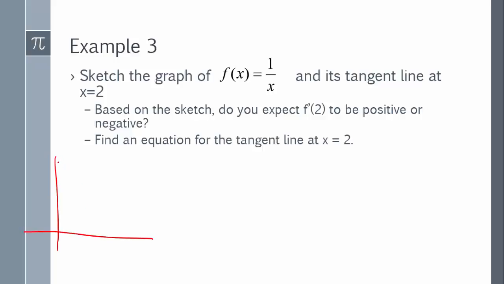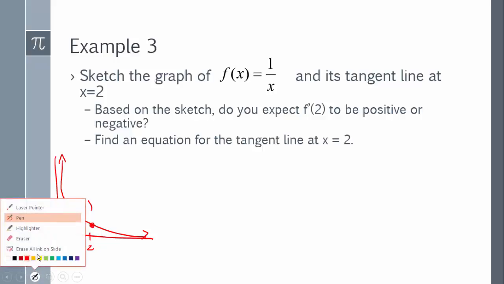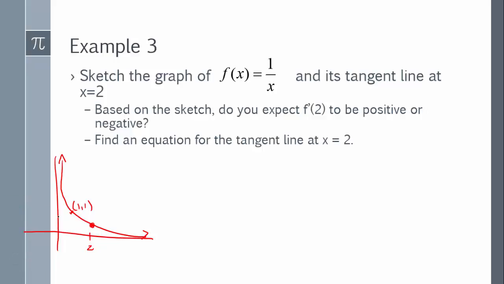Okay, so 1 over x is the reciprocal function. It's got both a horizontal asymptote at the x-axis and a vertical asymptote at the y-axis. We know that there's the point 1, 1 right here, because 1 over 1 gets you the 1. And then I'll eyeball 2 to be about right there. So I want the line tangent to the red graph at 2, so that's about that.